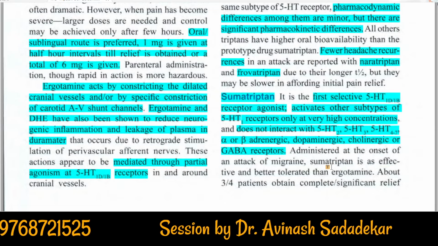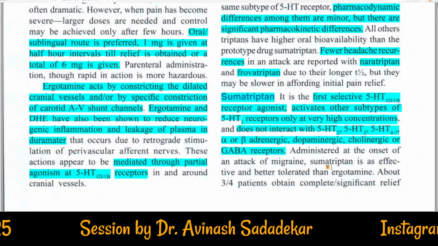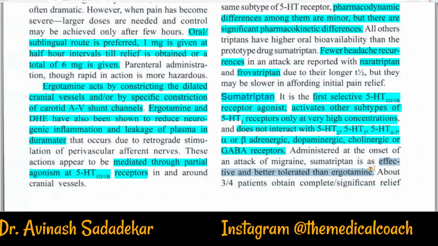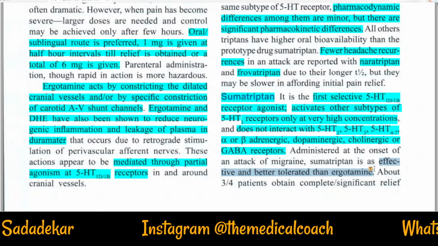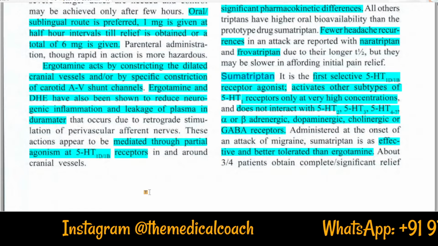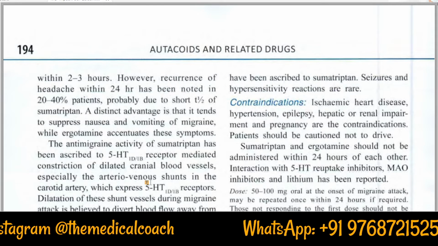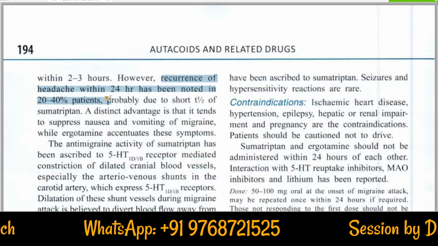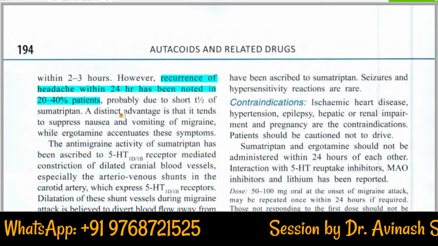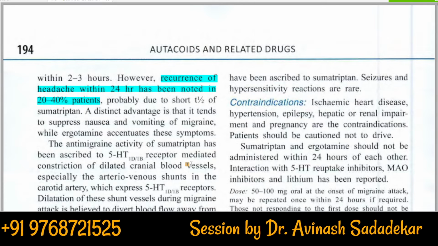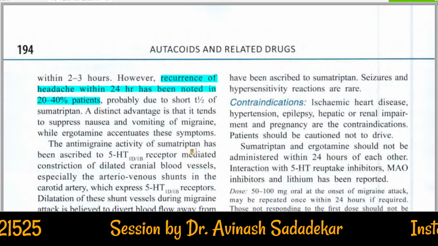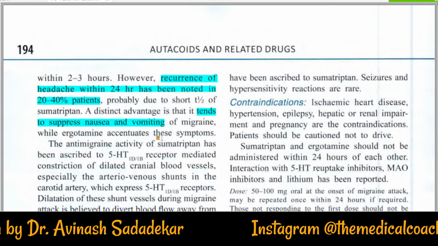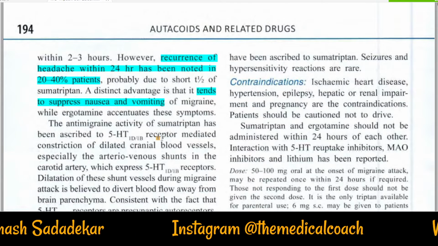When given at the start of migraine, it's very effective and it is much better tolerated than ergotamine. 75% of people, 3 out of 4 people, will tell you within 2 to 3 hours the headache is gone. But the problem is within 24 hours, almost 20 to 40% of people might complain of headache, maybe because the half-life is small. Good thing about sumatriptan, it suppresses nausea and vomiting of migraine, but ergotamine, if you recall, increases nausea and vomiting in migraine.